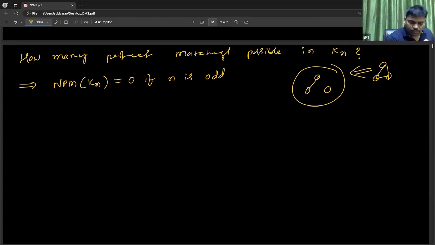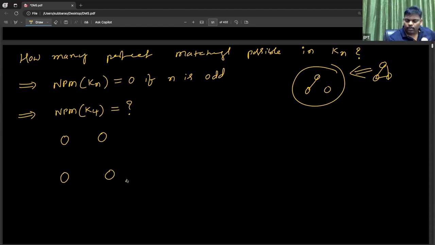Now see this one: the number of perfect matchings possible in Kn where n is even. Everyone observe carefully, it is very interesting. I'm giving one example. In K4, how many? I'm calculating. There are 4 people. K4 means 4 people.